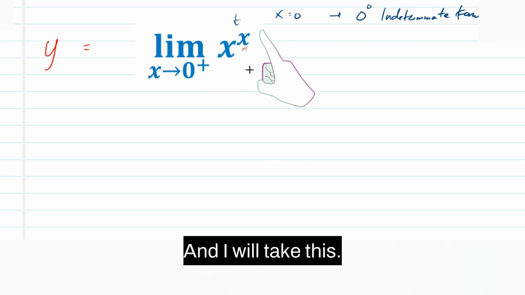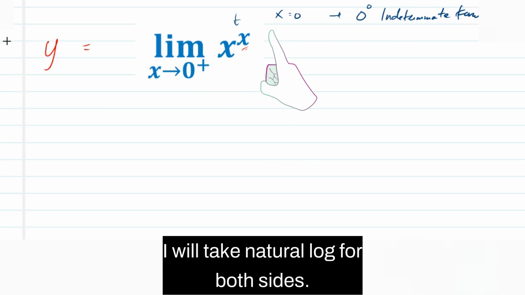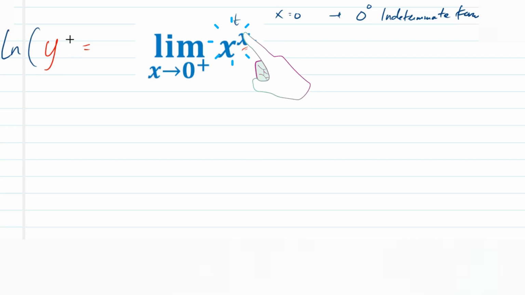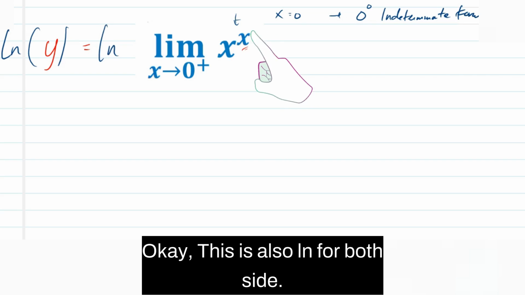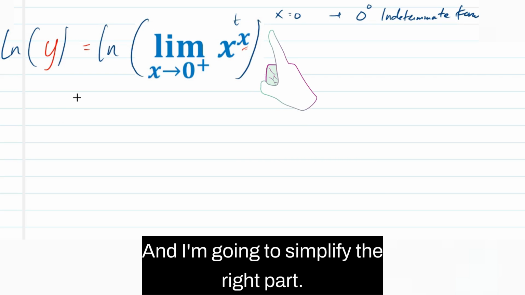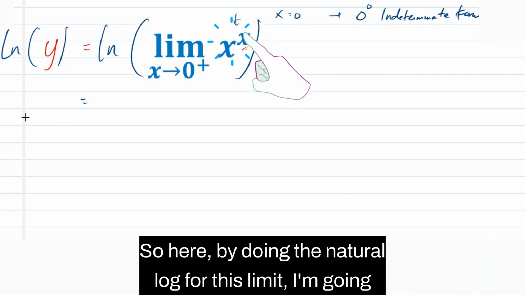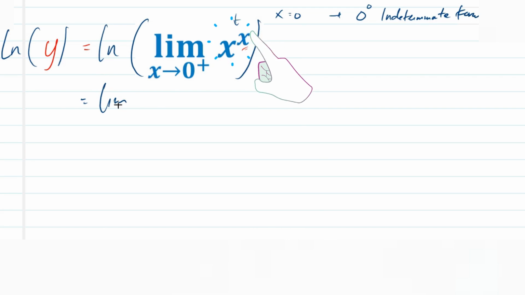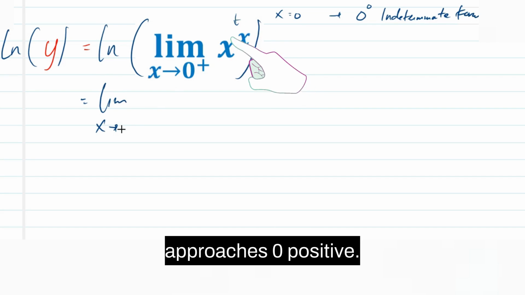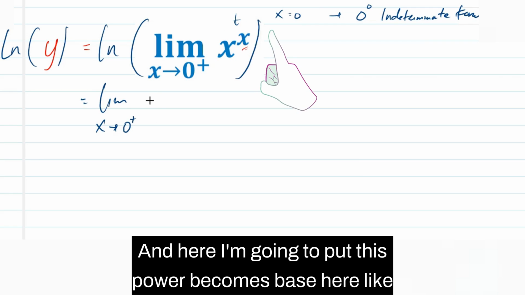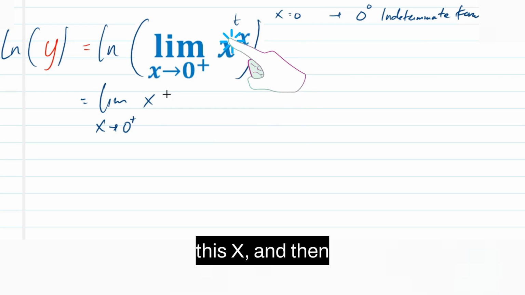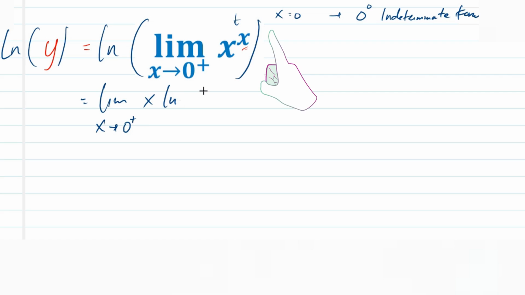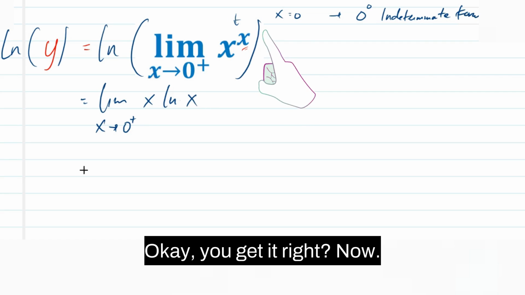And I will take the natural log of both sides. So ln for both sides. And I'm going to simplify the right side. By taking the natural log of this limit, I'm going to have the limit as x approaches 0 from the positive side, and the power becomes a factor here: x times ln x. You get it, right?